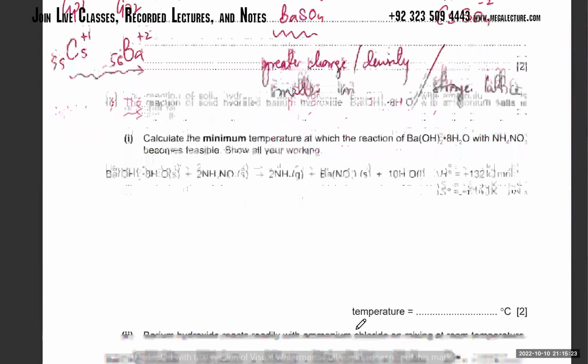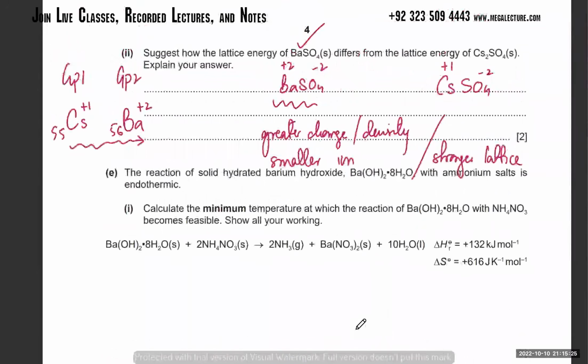Yes, sir. By the way, sir, for the barium sulfate and the other one, which one has a higher charge? Because I'm kind of confused with that one. Charge density. Barium has the higher charge, so that's why it's got the higher charge density. Okay, sir. Plus, it's a smaller ion as well, right? Yes, sir. So barium has a +2 charge and it's a smaller ion.